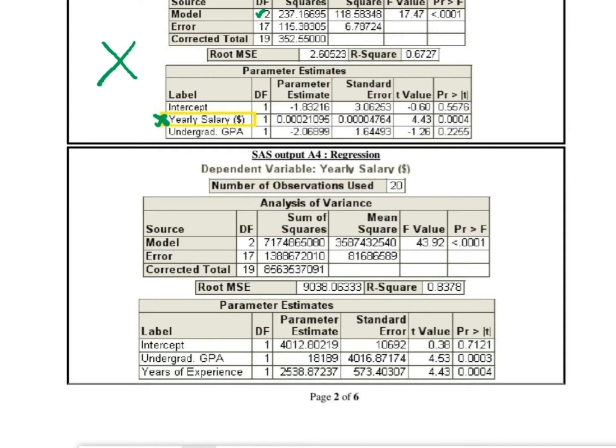And here dependent variable salary, correct. N is 20, correct. Degrees of freedom, x1, x2, correct. And here undergrad GPA, x1, first predictor, correct. Years of experience, second predictor, correct. So among the 4, this is the output for us. You choose like this.